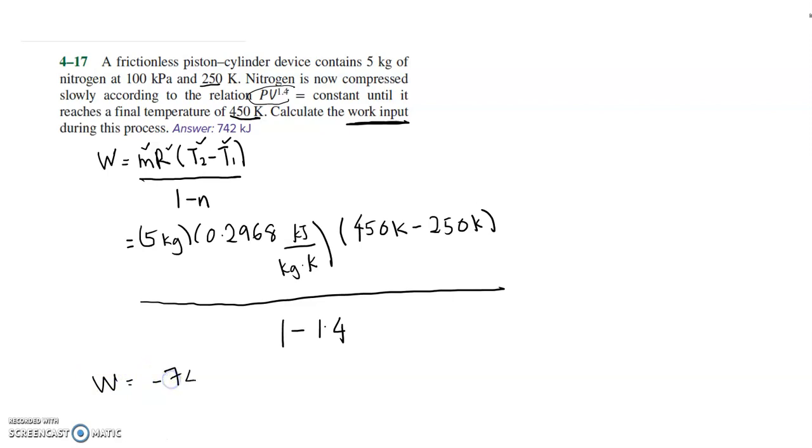So W is negative 242 kilojoule. So remember, this is the work done on the system. Negative. Compress. Okay, this is work done. The question asks for work input. So your work input is a positive number of this. So 742 kilojoule. So this is the final answer.